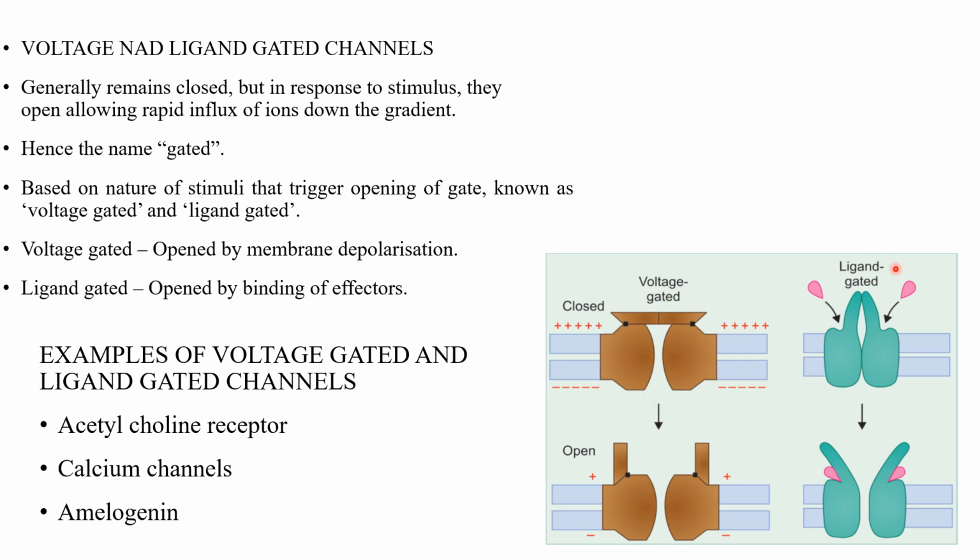Here, the stimulus is in the form of a ligand. Ligands are opening the lids of this ligand-gated channel, and here you can see the opening of gates of these channels by binding of the ligand, leading to some conformational change. Examples of voltage-gated and ligand-gated channels are acetylcholine receptor, calcium channels, and amylogenin.